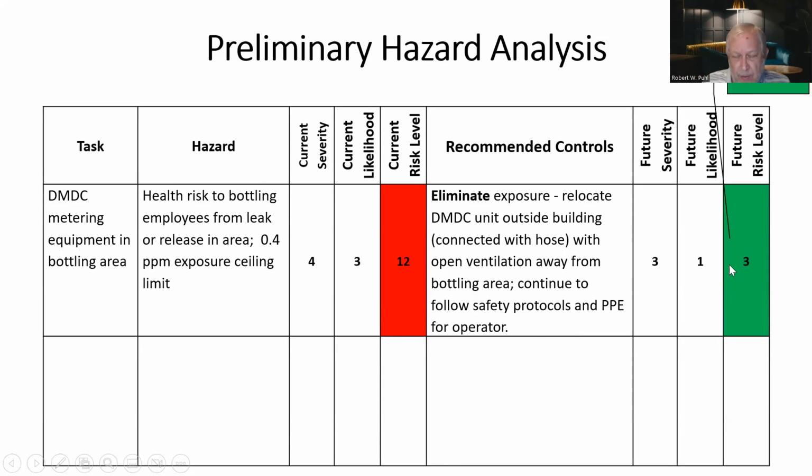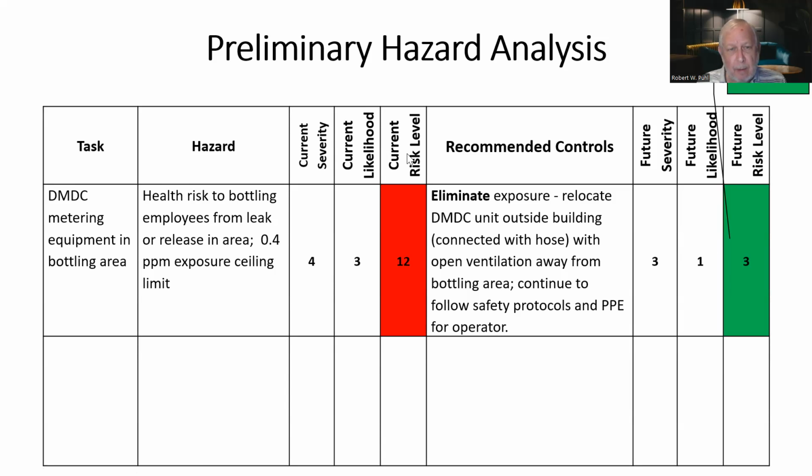Okay. 12 minus 3 is 9. 9 divided by 12, 0.75, 75%. That's accurate. So they really did come up with this. I mean, it's good if you can eliminate the exposure. They eliminated the exposure in the building. They have it outside, but they did eliminate it in that area. Being outside is way less hazardous. So that was a good outcome there too.